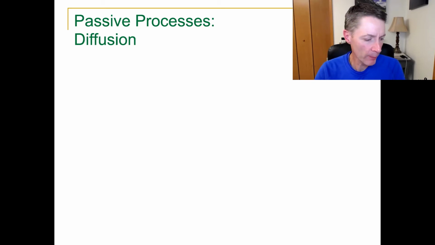Okay guys, welcome back. We are going to continue our discussion on transport through the cell membrane. We are right now looking at passive processes. Now we want to remember basics about passive processes, right? Passive processes are moving items from high to low concentration. They do not require energy, versus active processes, which are the opposite.